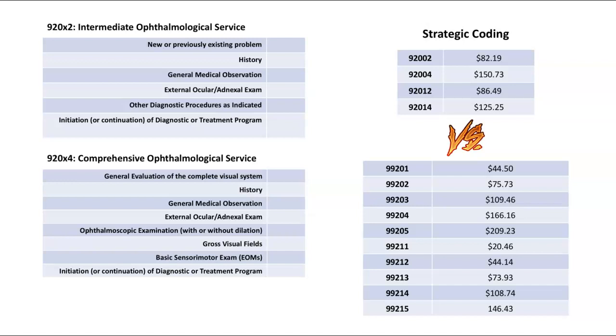it very typically will also earn an intermediate established patient. So if you look at that, you can see that a 92012, an intermediate ophthalmological service on Medicare's national average reimbursement, is about $86. An established patient level 3, 99213, reimburses $73.93, so about $74. That's a $12 difference or so between these two visits.